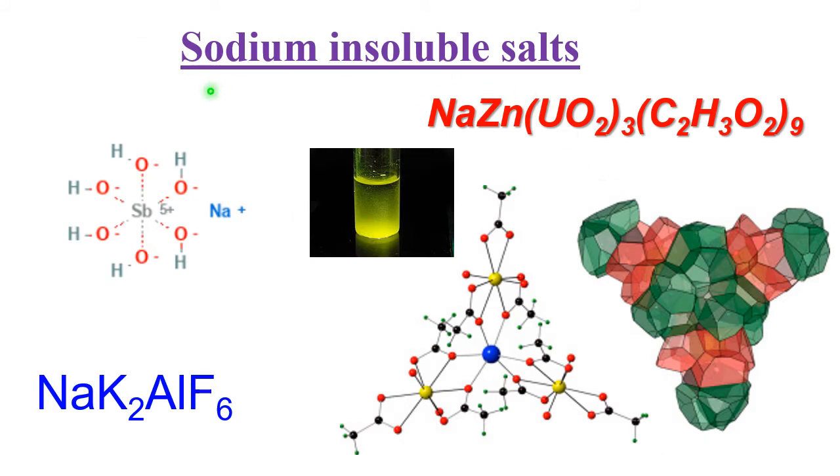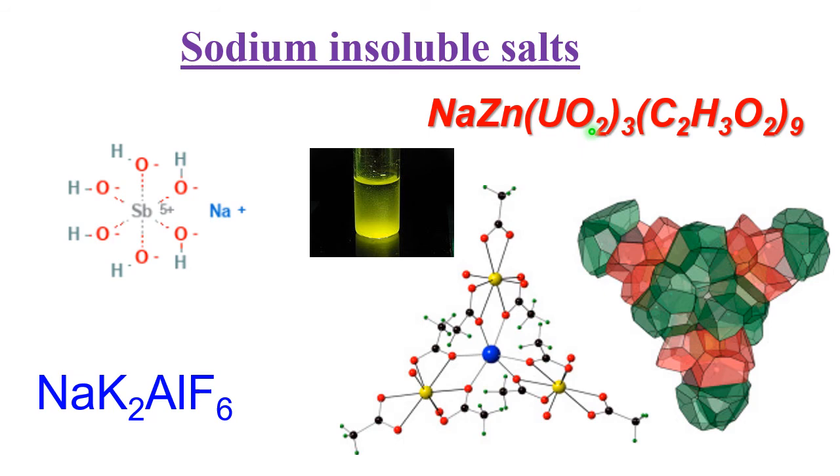Again, practically all salts of sodium are soluble. That's why we may be interested in several compounds that are insoluble. One is hexahydroxystibate, so antimony and 6 OH groups around the sodium cation. This compound has low solubility. Another very exotic sodium compound with low solubility is sodium-potassium hexafluoroaluminate.